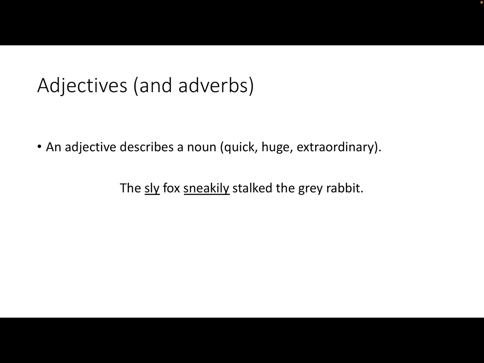Remember, the common thing is to say an adjective is a describing word, but a preposition can be a describing word. It describes a location. So an adjective describes a noun. An adverb is a describing word, but it describes a verb.